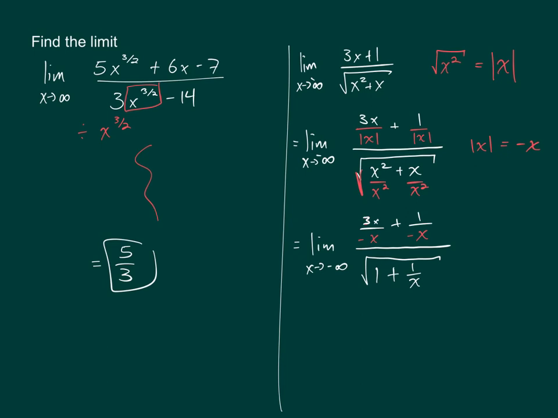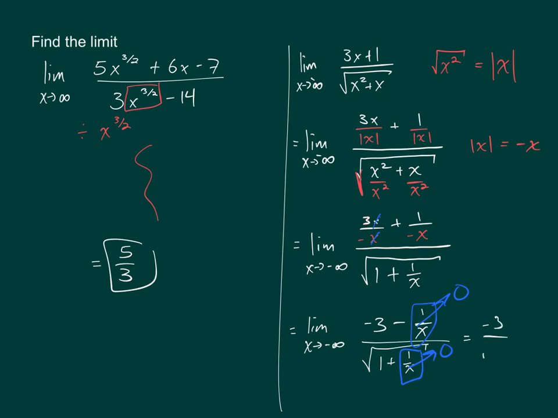So the x in the top and the x in the bottom here will cancel, and this will leave me with a limit as x approaches negative infinity of negative 3 minus 1 over x. This minus sign comes from the fact that you're adding a negative fraction, so it's minus that, all over the square root of 1 plus 1 over x. So again, I can state that this part goes to 0, this part goes to 0, so you're just left with a negative 3 over square root of 1, which is negative 3.